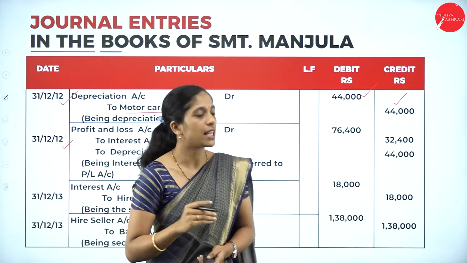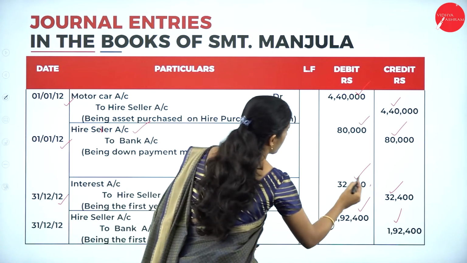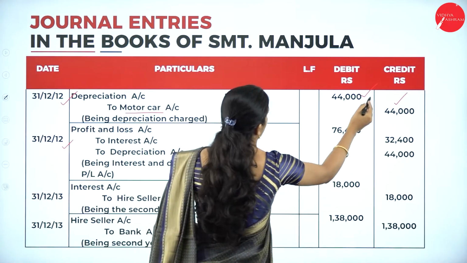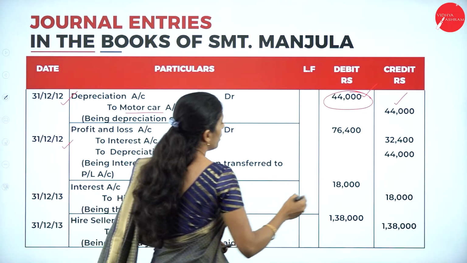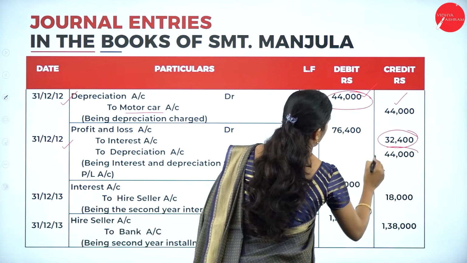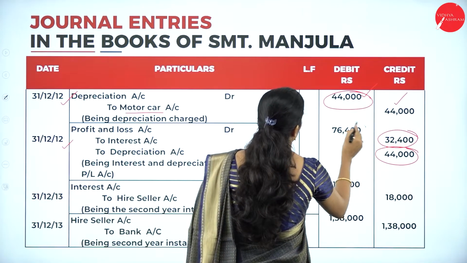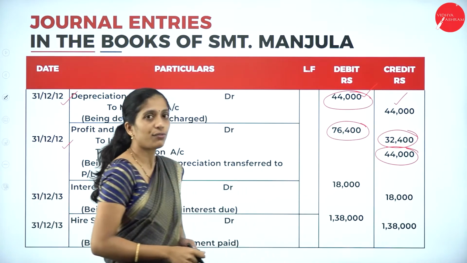Now what is the first year interest? It is 32,400 and first year depreciation is 44,000. So record this 32,400 and 44,000, add these two, and I'll get 76,400.